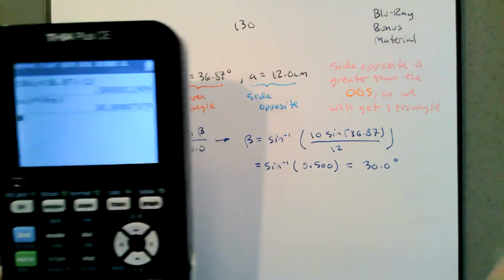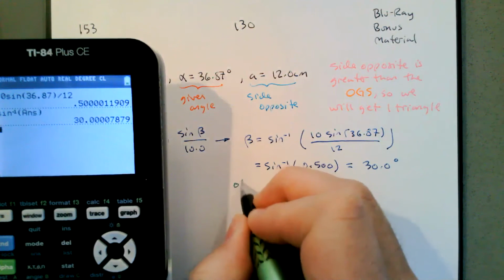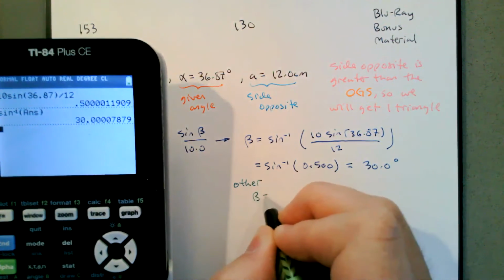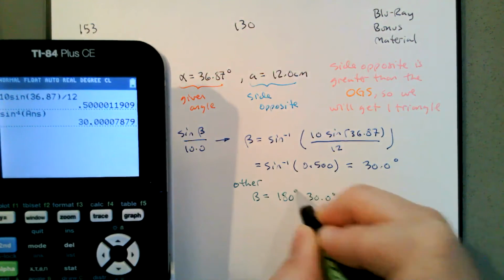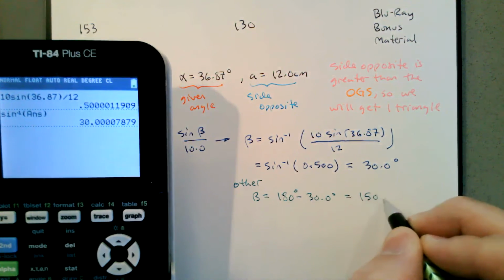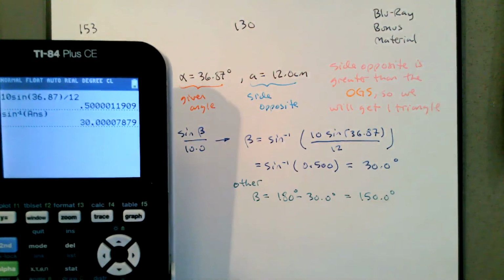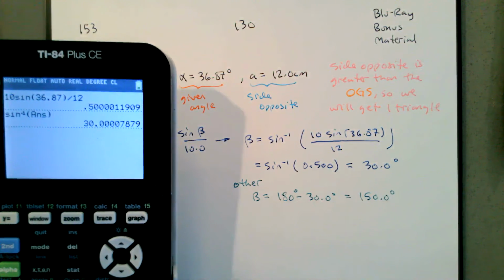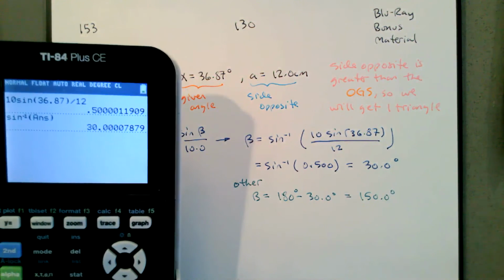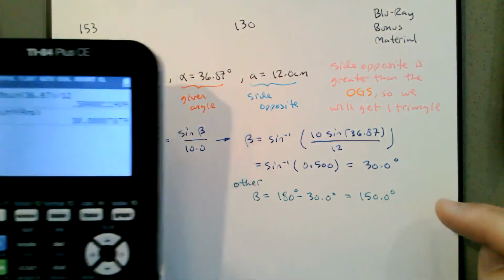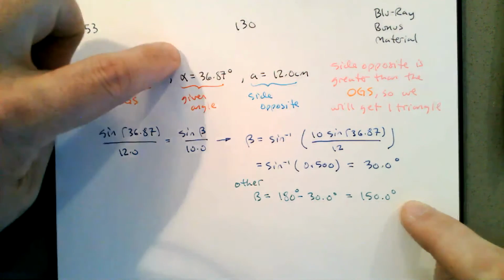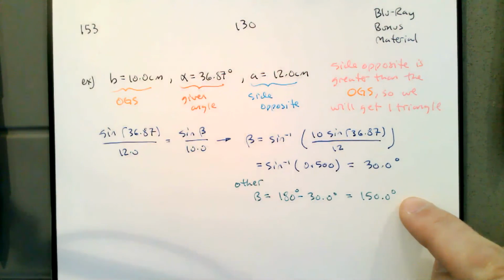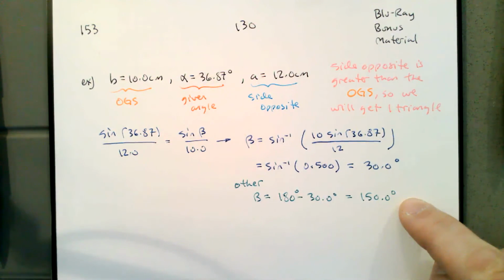So we also have to find the other beta, which is 180 minus the 30 degrees. So 150. So now we have, these are our two triangles. One with a 36.87 and a 30-degree angle and the third angle, and the other one has a 36.87 and a 150. So right away, we should see that there's a problem with having this 150-degree angle because there's no room for a third angle. We're already over 180 degrees.